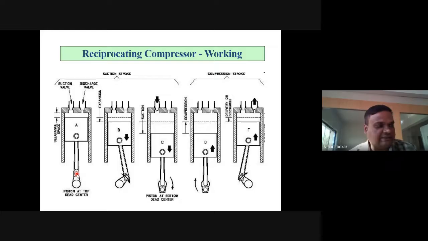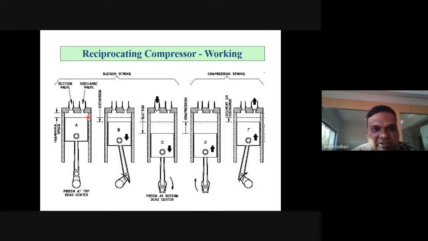Downward. Yes, excellent. It will move in the downward direction. You can see A and C. In A, the crank is at this position, so the piston is at the topmost position. In C, the crank is at this position, so the piston is at the bottommost position.